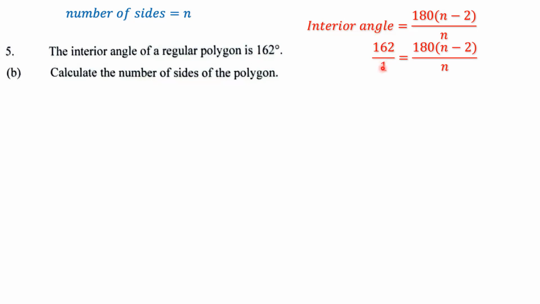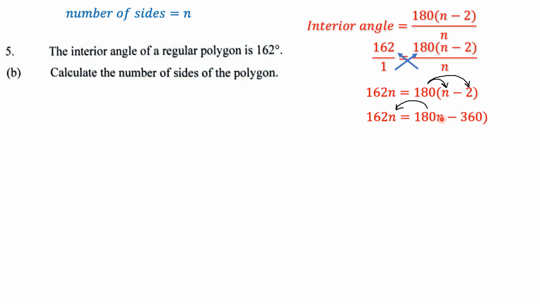Now I put it over 1 because I'm preparing to cross multiply. And so we cross multiply, so we say that 1 times 180 times n minus 2 is itself 180 times n minus 2, because 1 times anything is itself. And n times 162 is going to be 162 times n. And so now I'm just going to distribute. We say 180 times n and 180 times 2. Well, 180 times n is going to be 180n, and 180 times 2 is going to be 360.